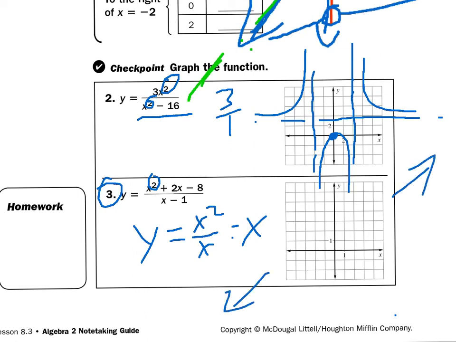I also know that I have a vertical asymptote at 1 right here. So when I graph that thing, it's going to come down, and it's going that way, it's going to go up, and it's going to go that way.